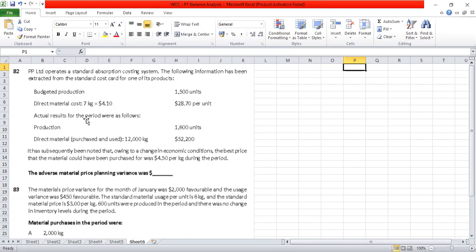It has subsequently been noted that owing to a change in economic conditions, the best price that the material could have been purchased was 4.50 per kg during this period. The adverse material price planning variance was.